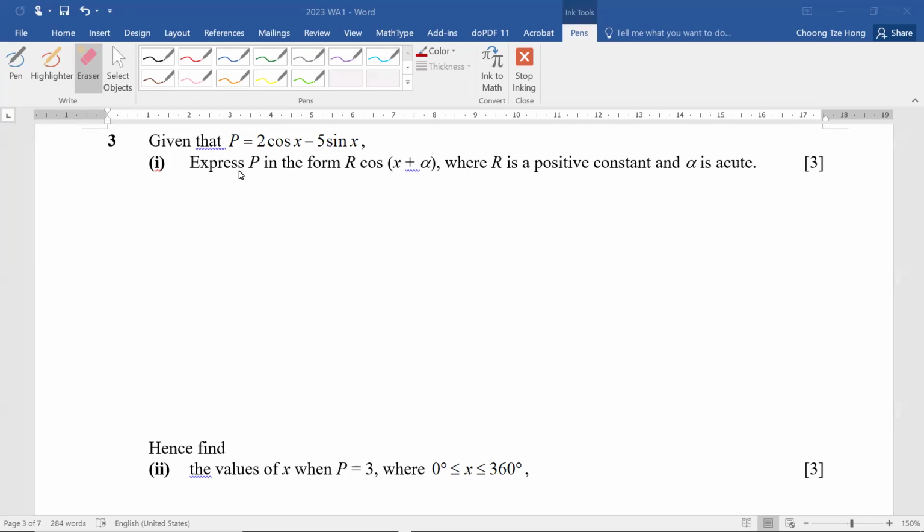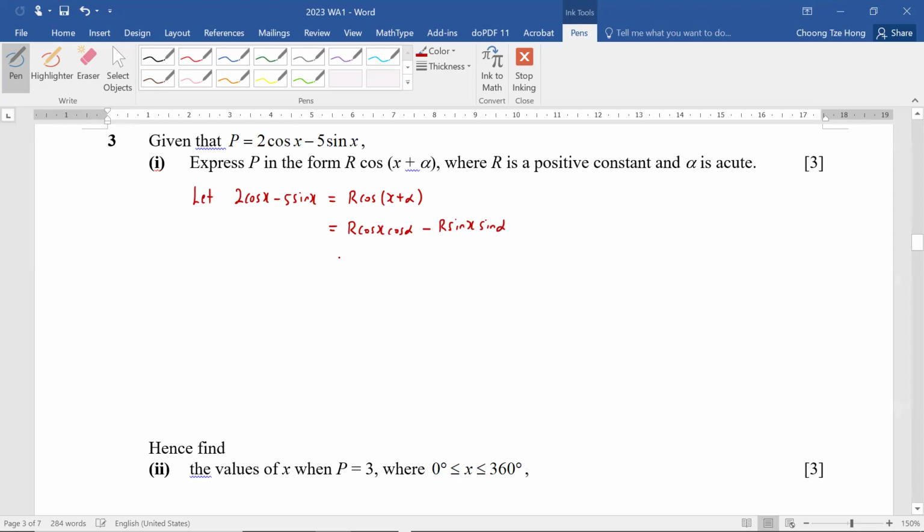Alright, so let's start the question. They say express P in the form R cosine (x plus alpha). So this is what we're going to do. We're going to let 2 cosine x minus 5 sine x equal R cosine (x plus alpha). Then we're going to use the addition formula to open up the right side. So we'll have R cosine A cosine B minus R sine A sine B. This is the addition formula for cosine.